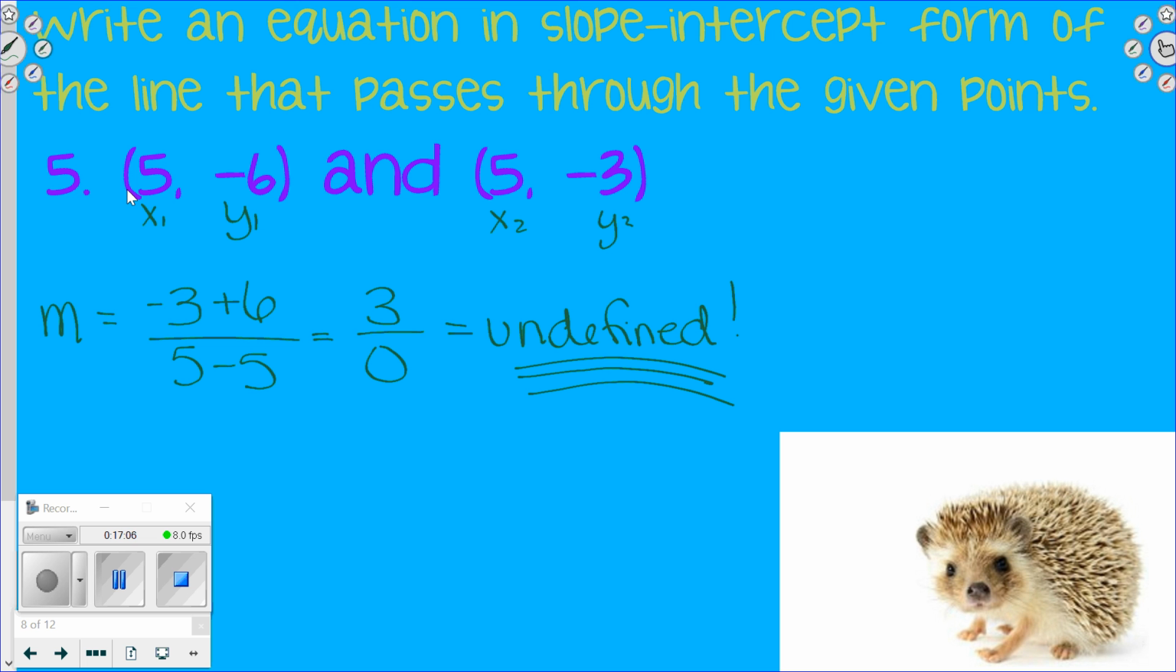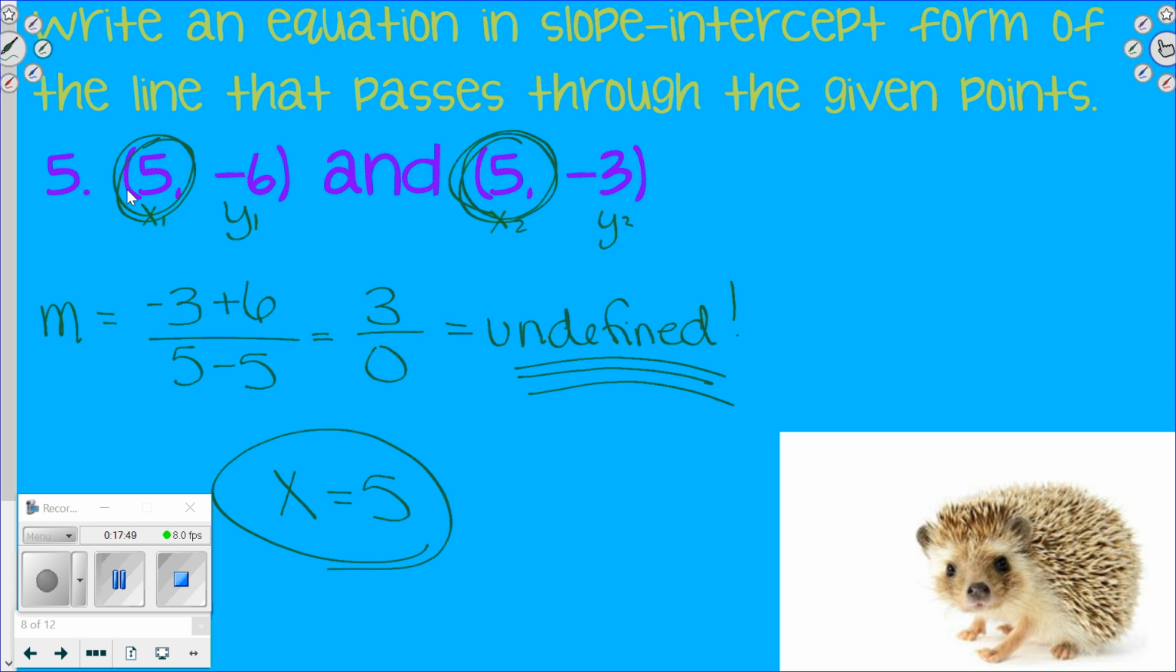What's the equation? This is where you guys have got to stop and think. If your slope is undefined, what type of line is that? Is it horizontal or vertical? It's vertical. It's this way. An equation that is this way is that y equals or x equals? That's x equals. What does x equal? Look at your points. What does x equal? 5. X equals 5. That's your line.